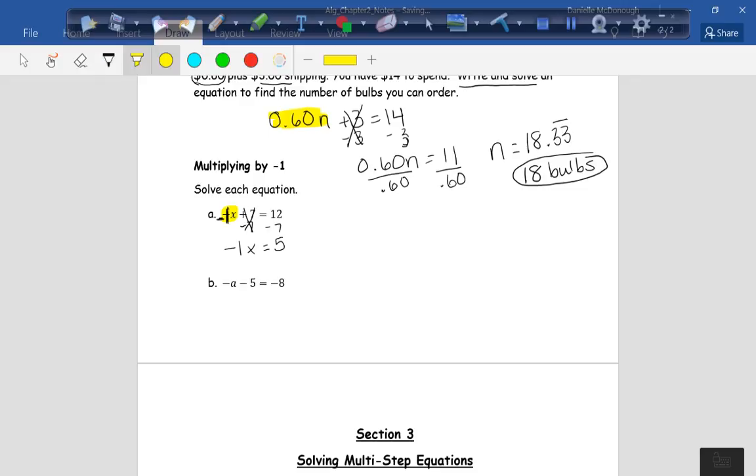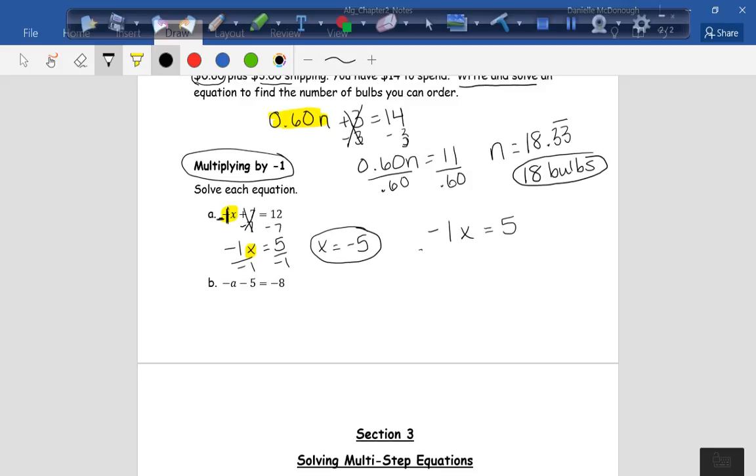And then what I want to do is still get this x by itself, and to get rid of this negative 1, I'm going to divide by negative 1. Or technically what you could do here is multiply by negative 1, because negative 1 times negative 1 is also 1. Either way, I'm going to end up with negative 5 here for an answer. So just to show you, because it does say multiplying by negative 1 here, in order to get rid of this, what I could do is multiply by negative 1, because that would just equal 1, which is the same thing as just saying x. And I'm going to get the same answer.